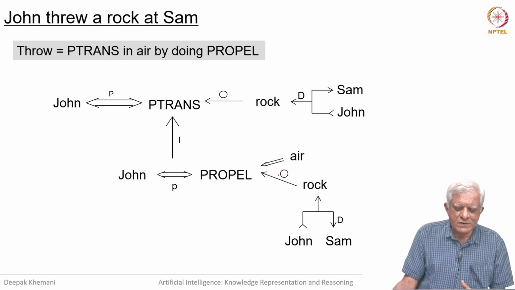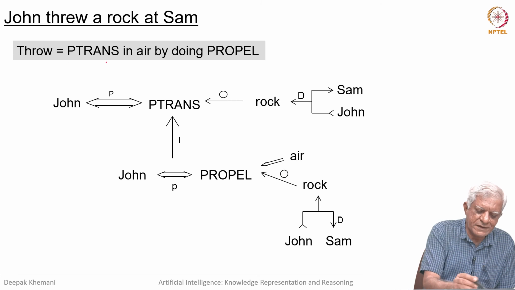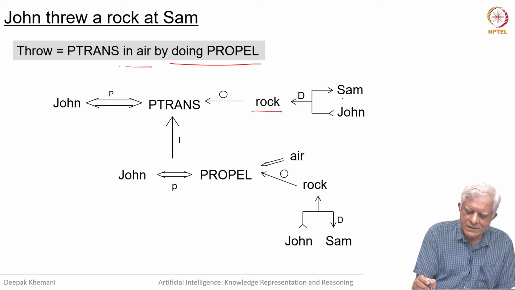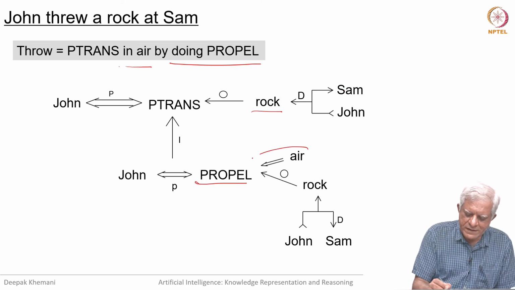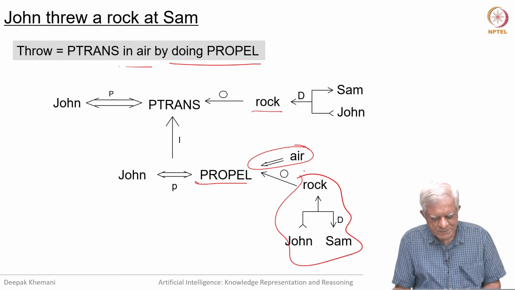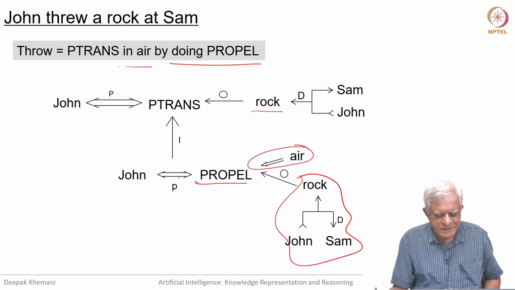So, John threw a rock at Sam. So, throw is P-trans in the air by doing propel. So, P-trans object rock from John to Sam and the instrumental act is propel in the air, the object rock in the direction of Sam. And P says that this is in the past tense.